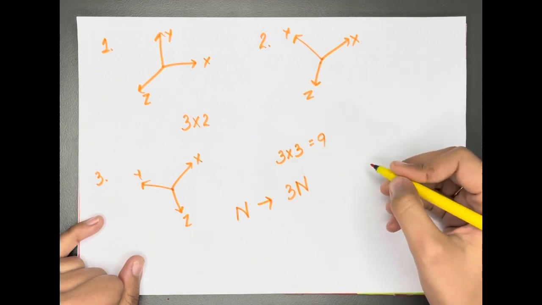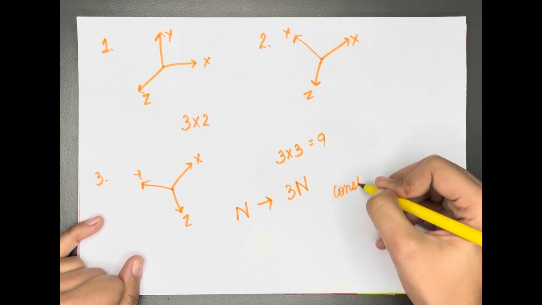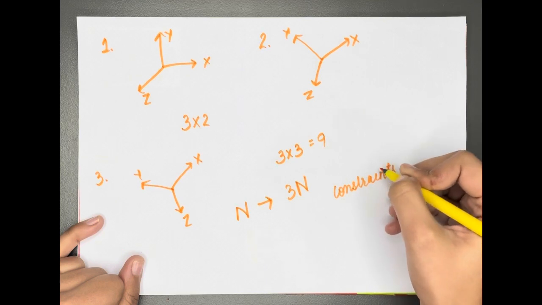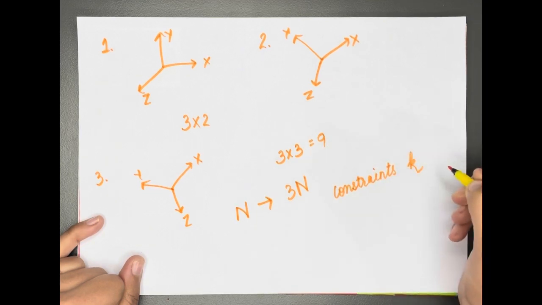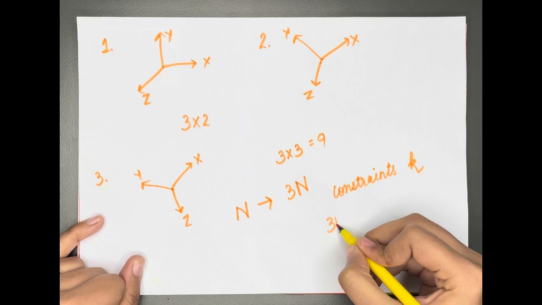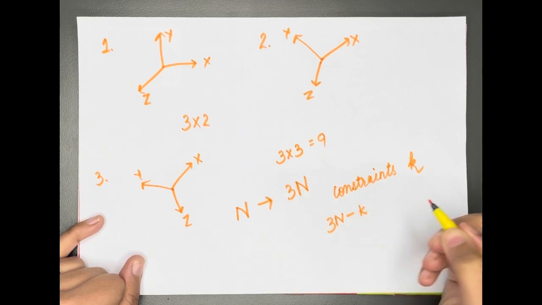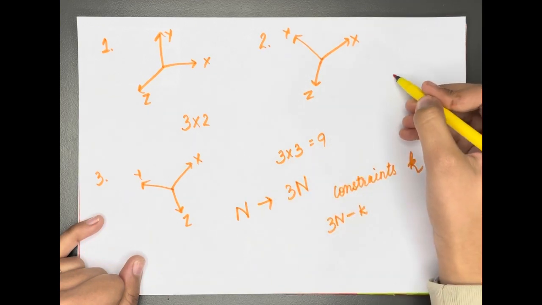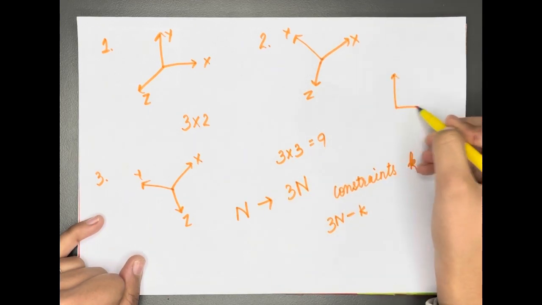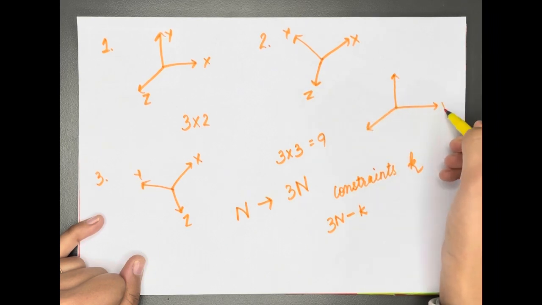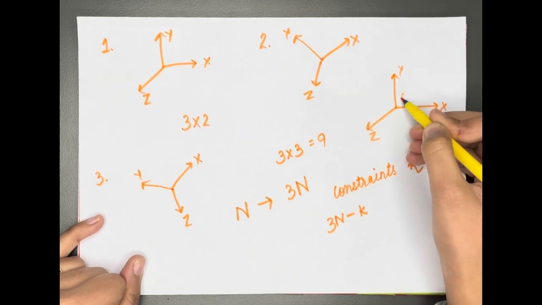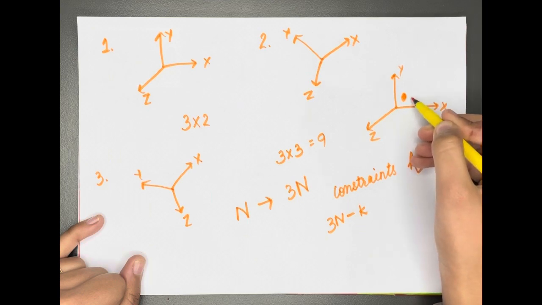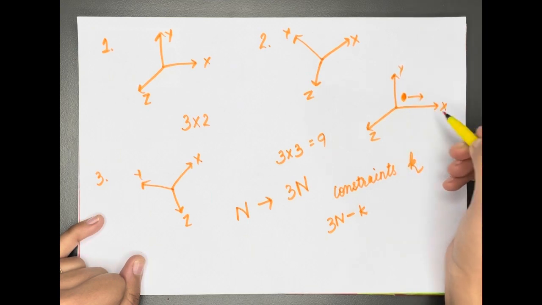Now suppose we apply constraints on them. How many constraints? We apply k number of constraints on it. Now the number of equations of motion required will be 3n minus k. I will explain with a very simple example which we just studied a few minutes earlier. We have a coordinate axis x, y, and z, and we have a particle, and we have restricted its motion only in one direction, that is x.